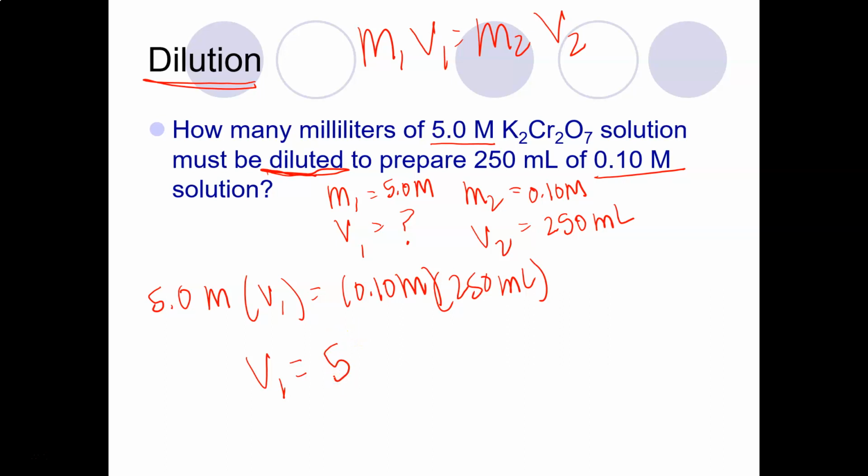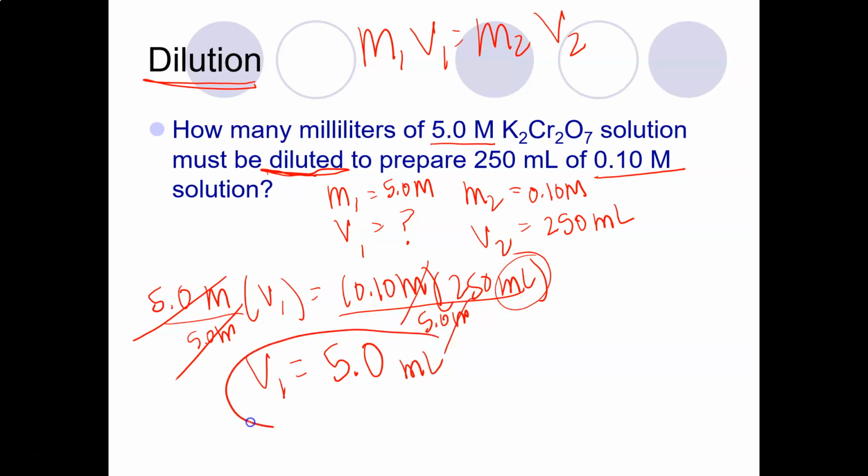When I look at sig figs, all 3 numbers have 2 sig figs, so I'm going to add 5.0. And units, well, when I divide both sides by 5.0 molarity, the molarities cancel. The only unit left is milliliters. So 5.0 milliliters. So I would need to grab a 5 milliliter pipette, take 5 milliliters of this solution, put it into a container that holds 250 milliliters, then add water to it till it gets full. Then I just made this solution.